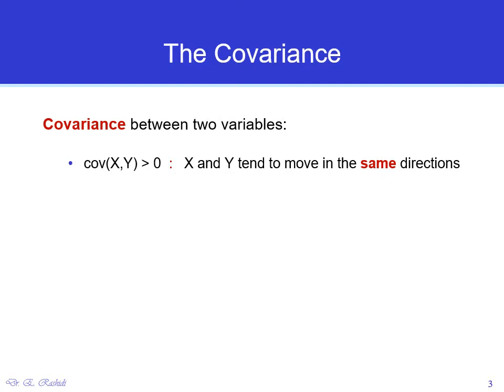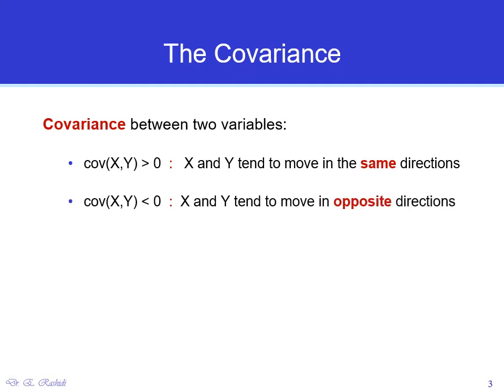On the other hand, if the covariance of x and y is negative, that means that x and y tend to move in opposite directions. So if x increases, y would decrease, or vice versa. If x decreases, y would increase. If the covariance of x and y is 0, that means that there is no relationship, no linear relationship between x and y.